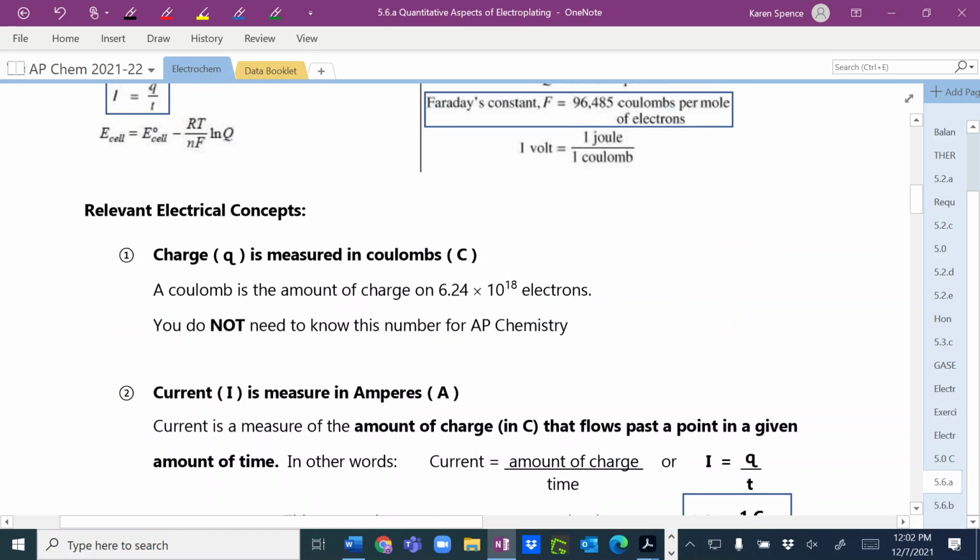So, the electrical concepts. Charge is measured in Coulomb. A Coulomb is the amount of charge in 6.24 times 10 to the 18 electrons. Do you need to know that number? No, okay? It's just there so that you're not like, what? How many? Yeah, it's a big number. A Coulomb is a lot of electrons. If you've had me for grade 9, I said it was a bucket of electrons, okay?